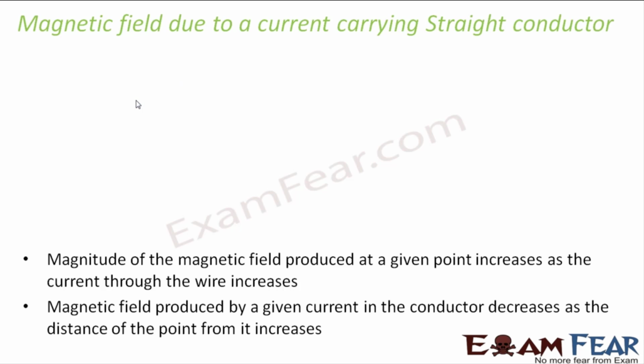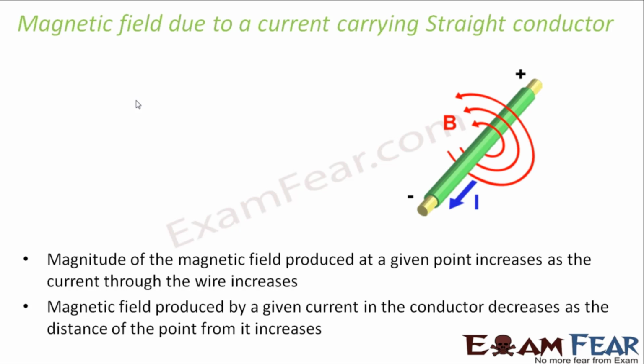So let us start with the magnetic field due to a current carrying straight conductor. When I talk about a straight conductor carrying current, it is somewhat like this. That means you have a straight wire which is carrying current. So in this case, what was observed? The same kind of experiment was performed. There was a wire which was carrying some current I. A magnetic compass needle was taken and placed near this wire. It was found that it showed some deflection.